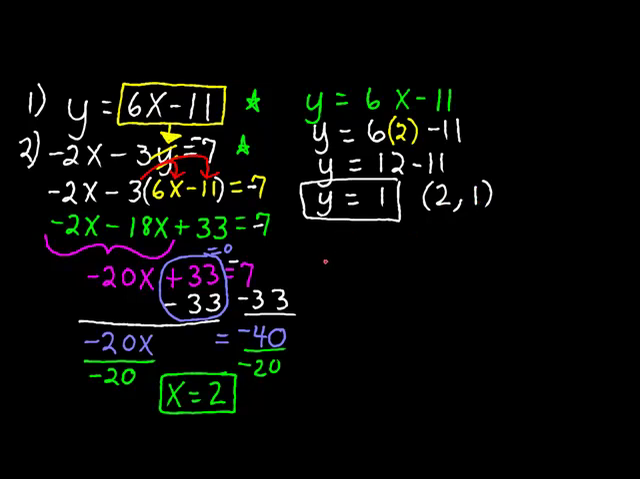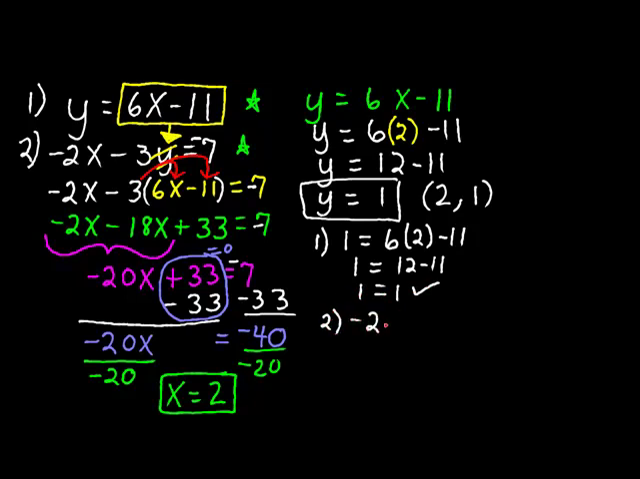What I need to do now to know for sure is to replace the x and y in both of the equations. So let me start with equation number 1. My y is going to become a 1. Instead of 6x, I'm going to have 6 times 2 minus 11. So 1 is equal to 12 minus 11, or 1 is equal to 1. Now that looks good. In the second equation, negative 2x is going to become negative 2 times 2, and it's minus 3y, so it's going to become minus 3 times 1 equals negative 7. Let me do a little simplifying here. Negative 4 minus 3 equals negative 7, and that also is a true statement.